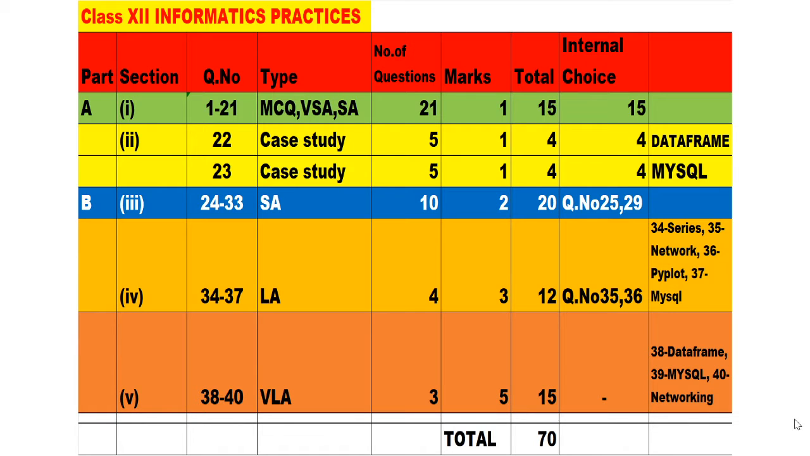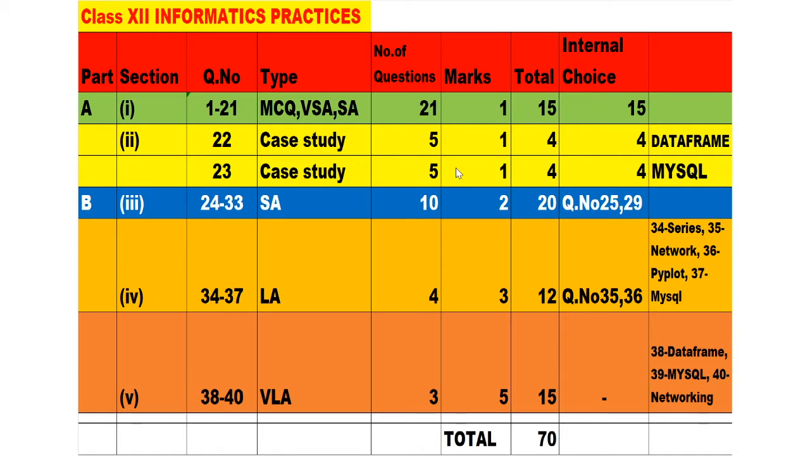Hello students. Now in our series of question paper solving, we have already solved part A section 1 and 2. Today we will solve part B section 3, that is short answer questions, from question number 24 to question number 33. 10 questions will be asked of 2 marks. This is as per the latest CBSE sample question paper pattern.